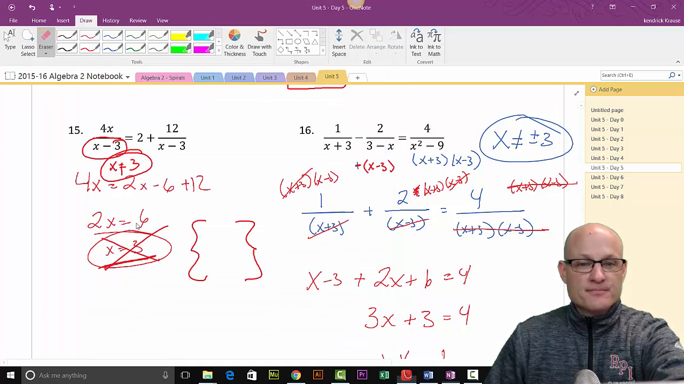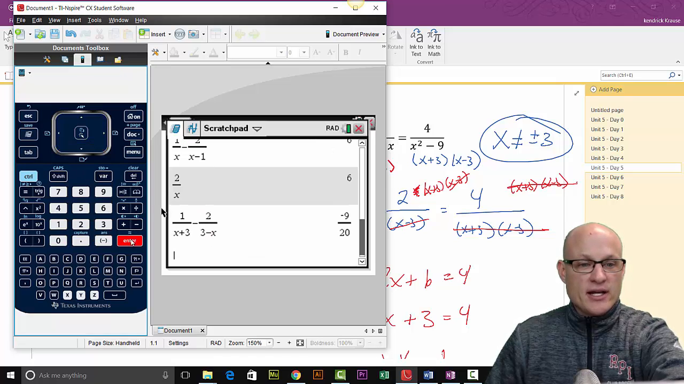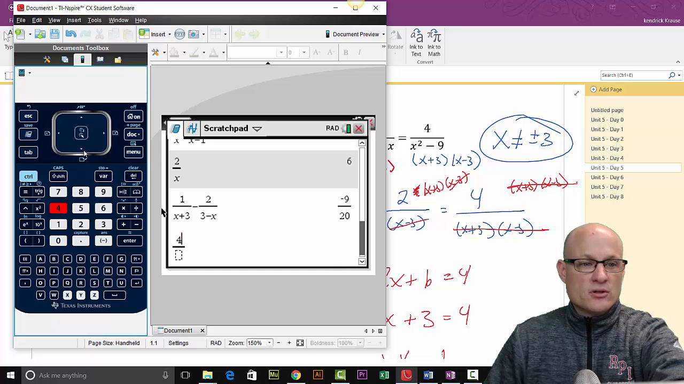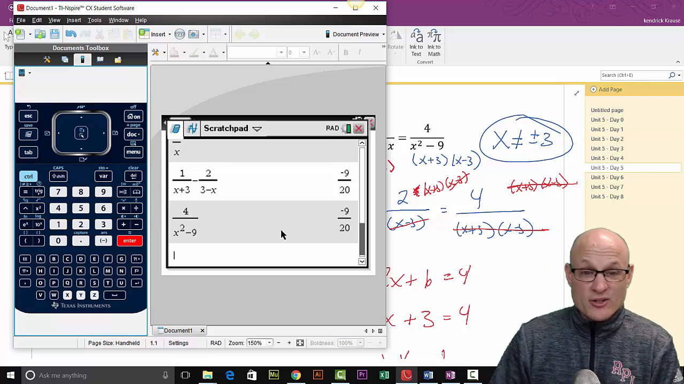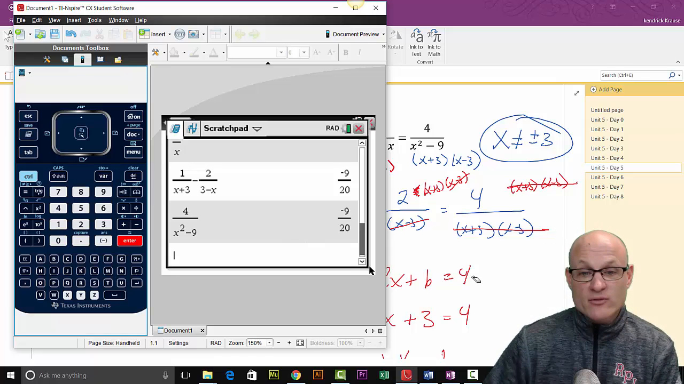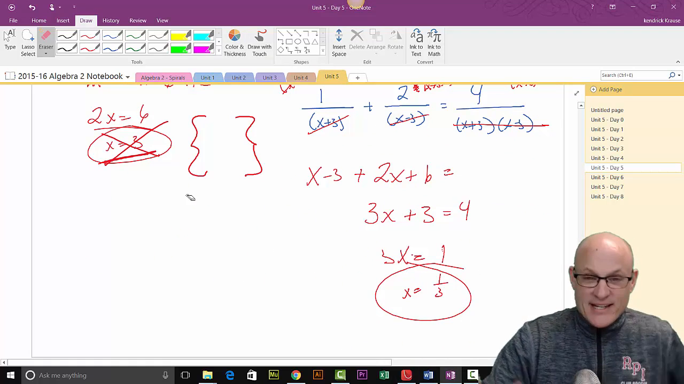Minus 2 over 3 minus x. And hit enter. Well, that's a weird answer. So then I've got 4 over x squared minus 9. I got the same weird answer as I did before. Negative 9 over 20. So yes, in fact, we have the correct answer. It is 1/3.